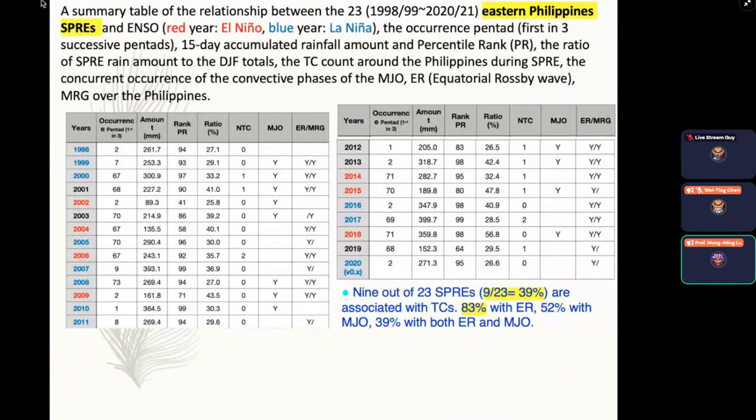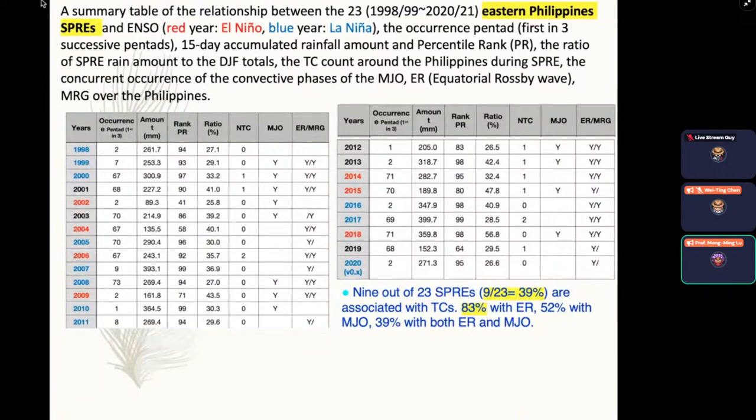The NTC column shows that after 2011, it seems TCs occurred more frequently compared with the years before 2011. But the 2017 case still shows two TC attacks, so that's a kind of maxima. And also, if you see the last column, that's the ER or MRG column.